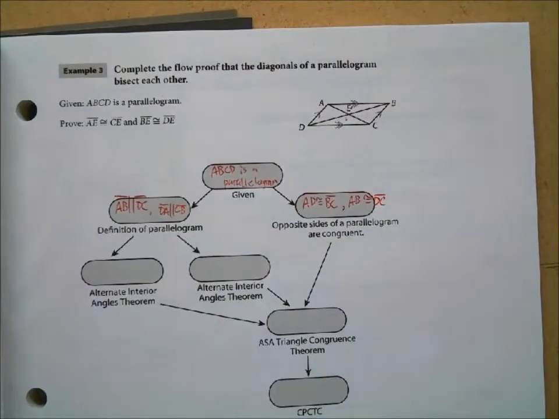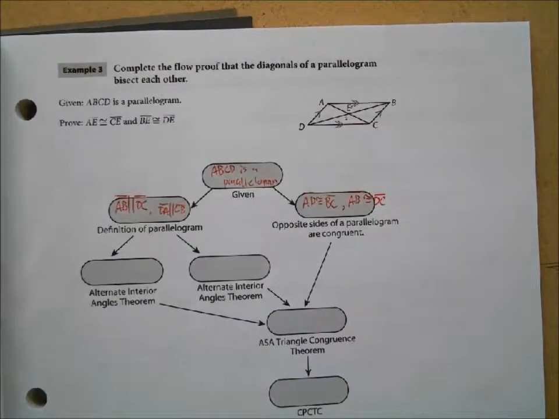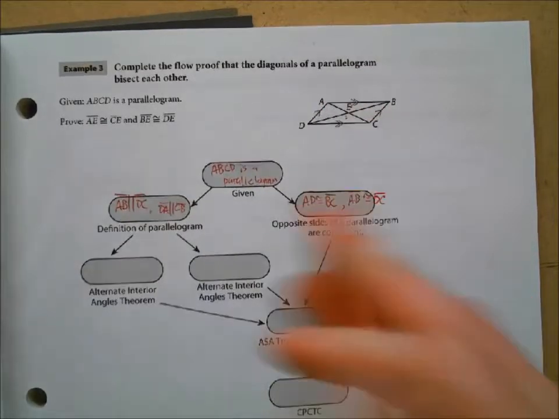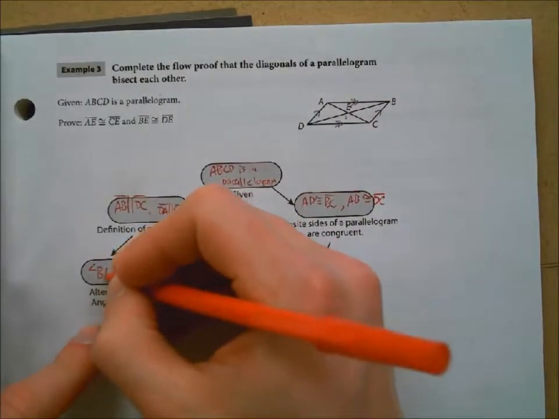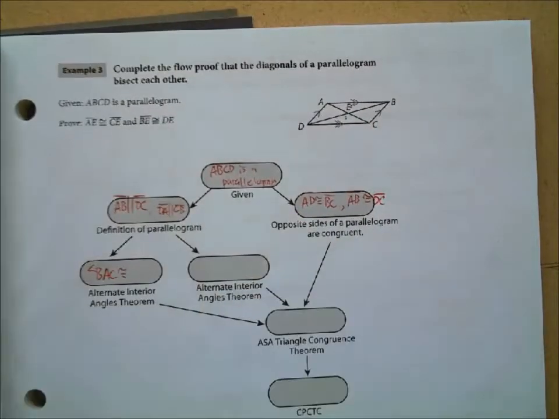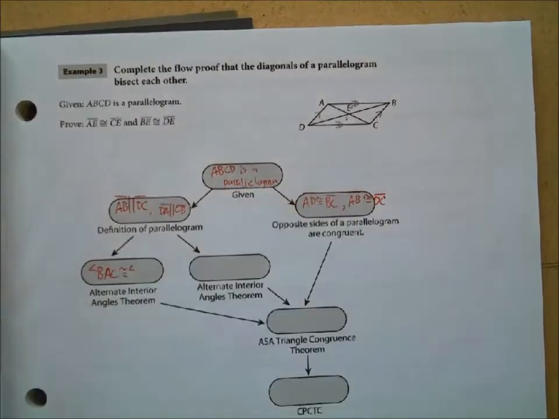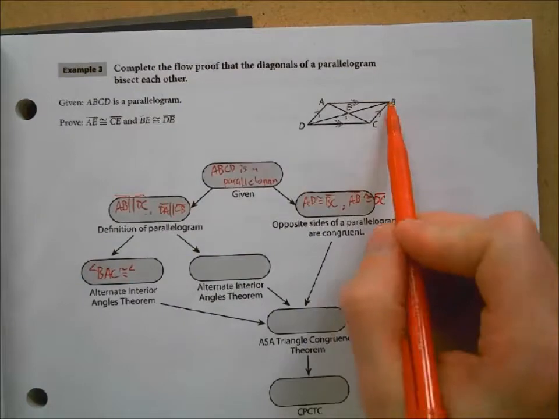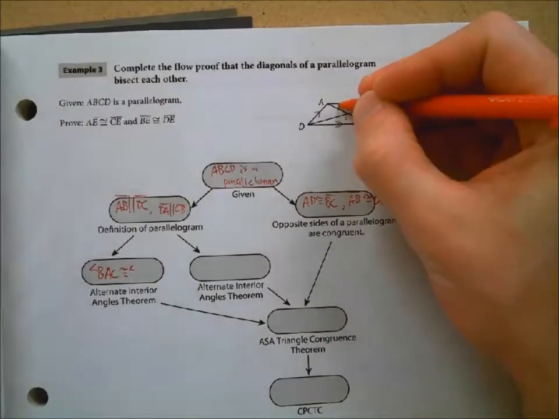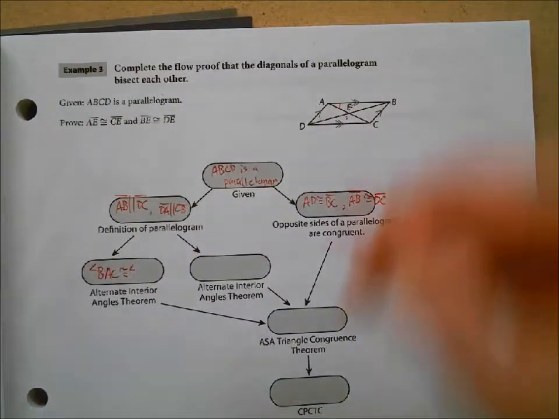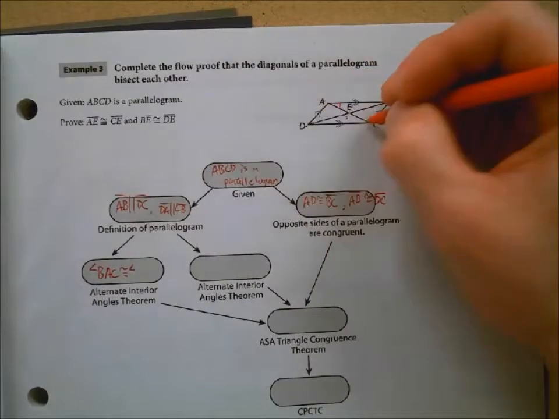So what are alternate interior angles that are in those triangles? How would we name those? Well, we have BAC, and what will angle BAC be congruent to? Angle what? So BAC, that's this angle right here. What will that be congruent to? Yeah, DCA or ACD, this angle right here.